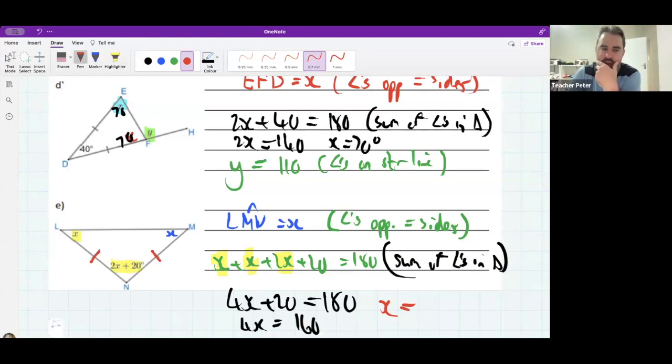So it's going to be 40. Absolutely perfect. Yes. Okay, give me a score out of 10 about how you guys are feeling in terms of your understanding. 10 is perfect, 0 is nothing, 5 is something in between.